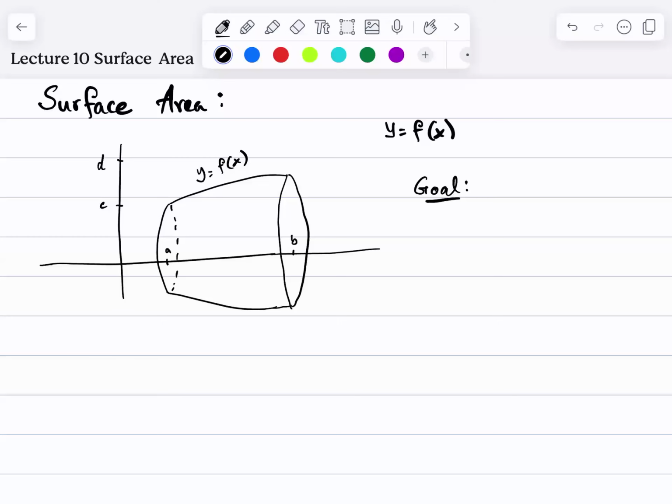Okay. Welcome to lecture 10 of MA 221. This is about surface area and how to calculate it.